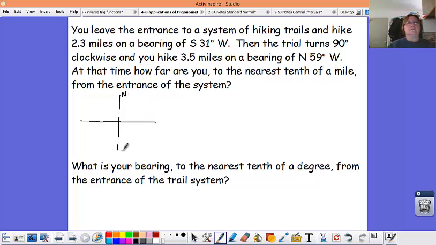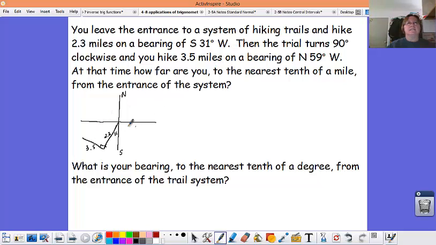And according to this, I'm going to be on a bearing of south 31 degrees west. So I'm headed this way. That's 31 degrees, and I have walked 2.3 miles in that direction. When all of a sudden I turn 90 degrees clockwise and hike 3.5 miles. I make a 90-degree turn and I hike 3.5 miles along there.